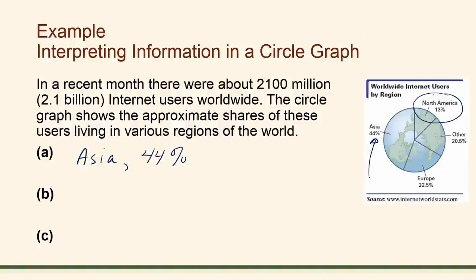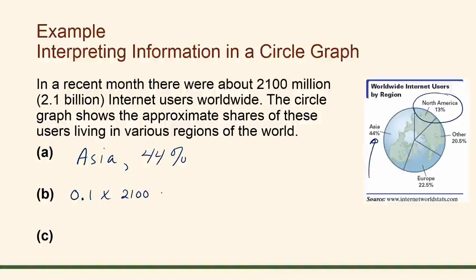Now we're being asked to estimate. So you want to come up with numbers that are easy to do arithmetic with, or you could use your calculator as well. But 13%, if we were to round that down, is roughly 10%. So if we take 10% of 2,100 million, again, we're going to take 0.1 times 2,100 million. Again, our answer will be in terms of millions.